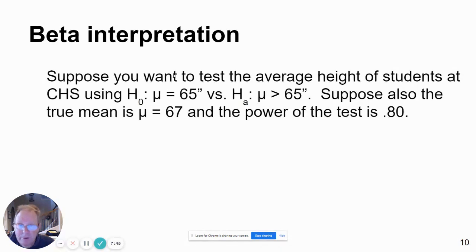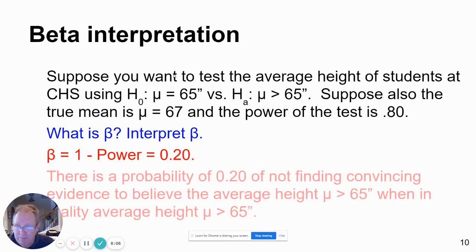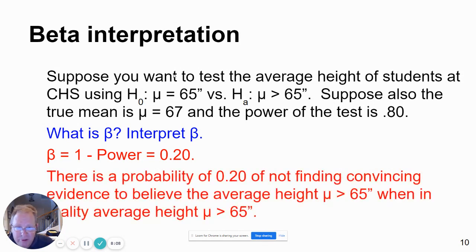Beta interpretation. We're going to do the same thing, but this time I'm going to interpret beta. Same null hypothesis and alternative. Suppose also that the mean is 67 and the power of the test is 0.8. First thing I do, what is beta? Well, if you know the power of the test is 0.8, then beta is 1 minus power, or 0.2. Now interpret beta.